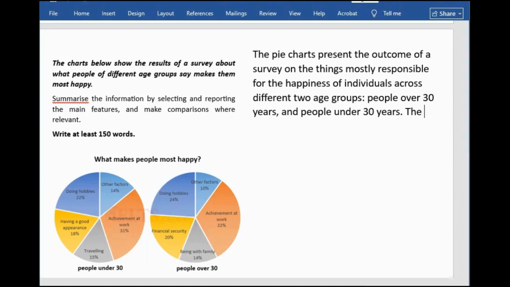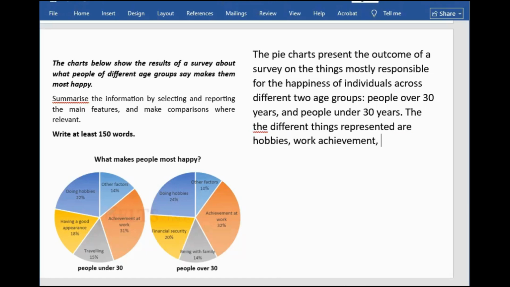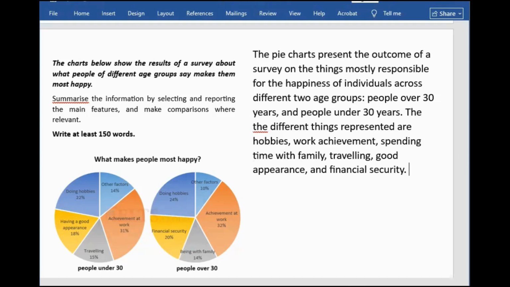Okay, the outcomes, or let's say the different things represented are hobbies, work achievements, spending time with family, traveling, good appearance, and financial security. Okay, I've mentioned the categories.